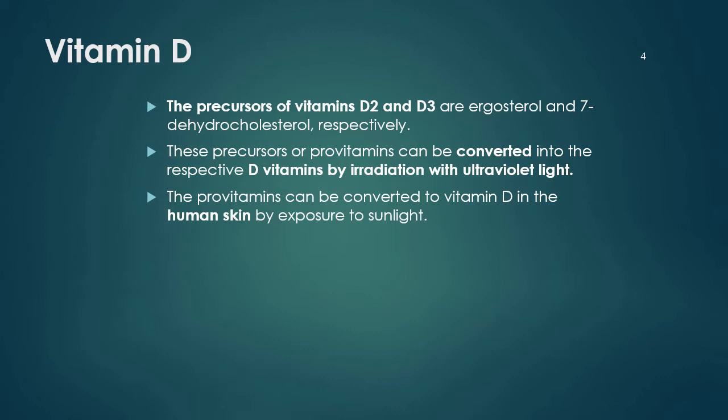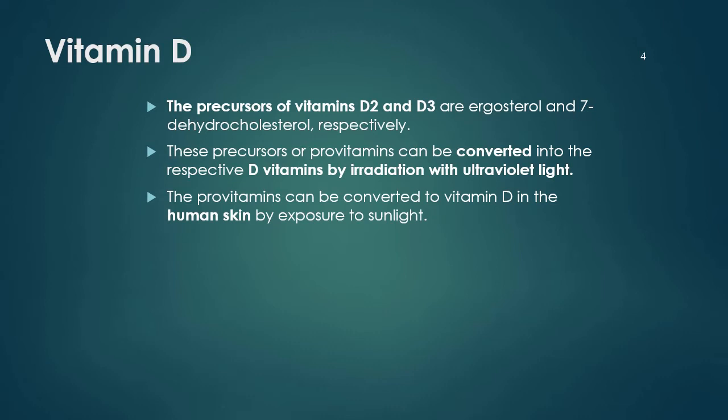The precursors of vitamin D2 and D3 are ergosterol and 7-dehydrocholesterol respectively. These precursors, or provitamin D2 and D3, can be converted into the respective D vitamins by irradiation with ultraviolet light, meaning that if you would like to make vitamin D2 and D3, the provitamin needs to be irradiated with ultraviolet light.